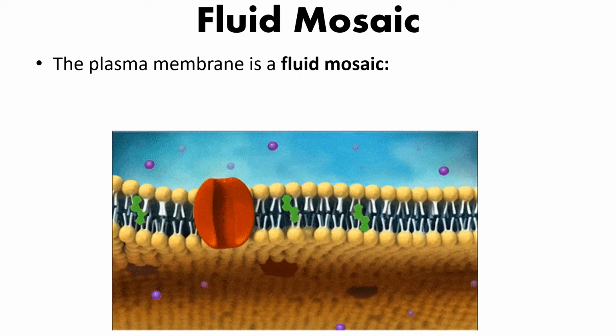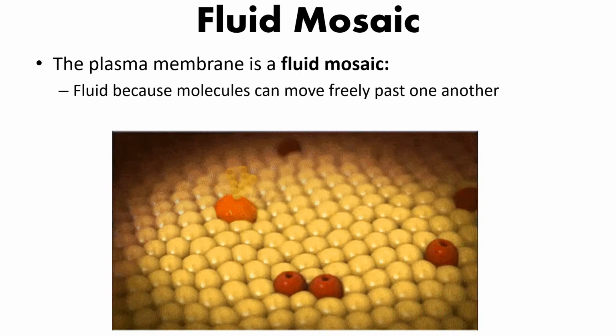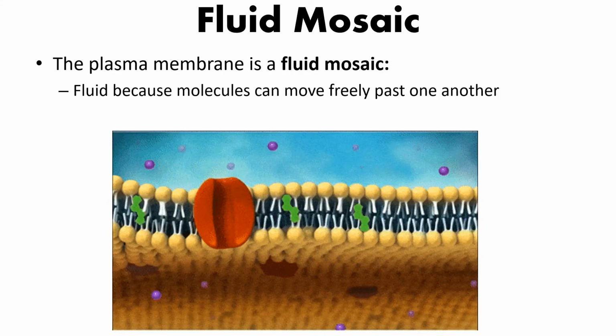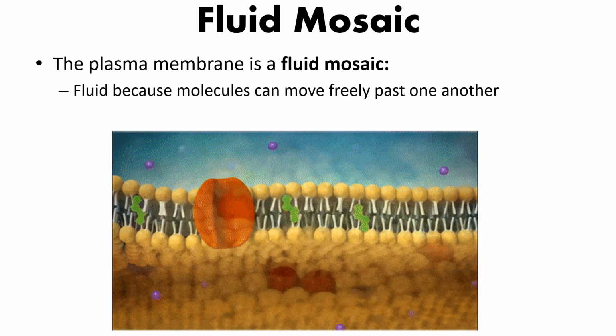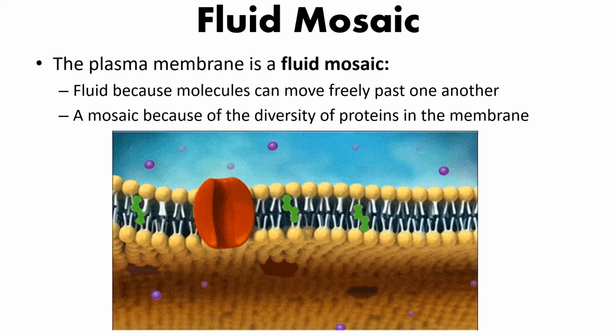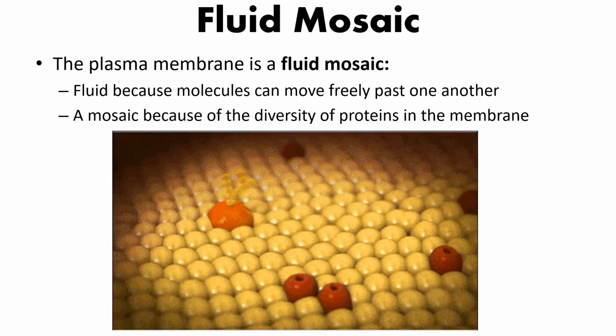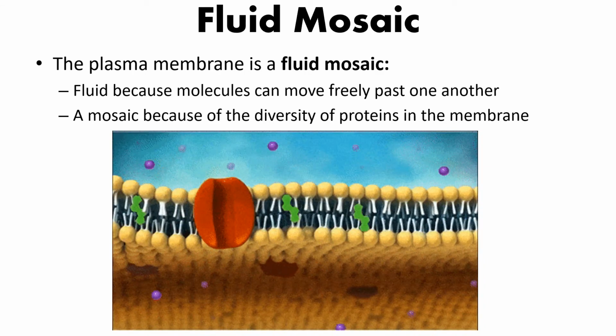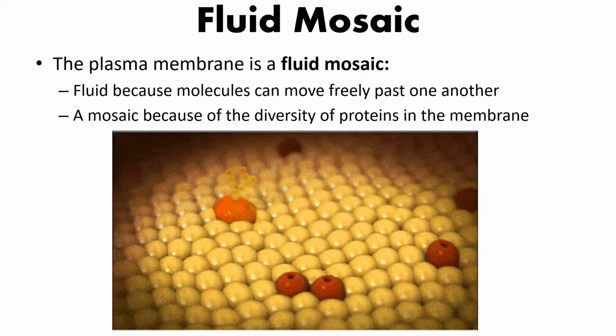The plasma membrane is often called a fluid mosaic because it is fluid in that the different molecules can move freely past one another, and a mosaic because there's a diversity of different proteins and phospholipids that make up this membrane.